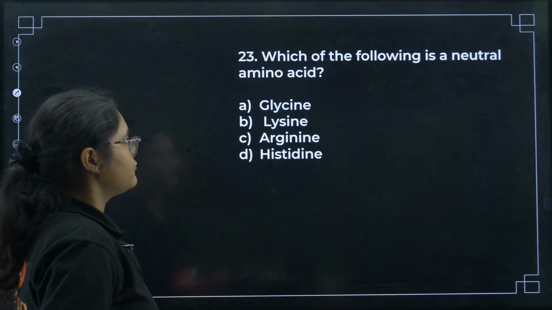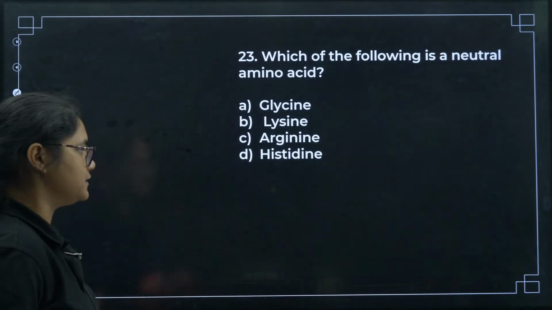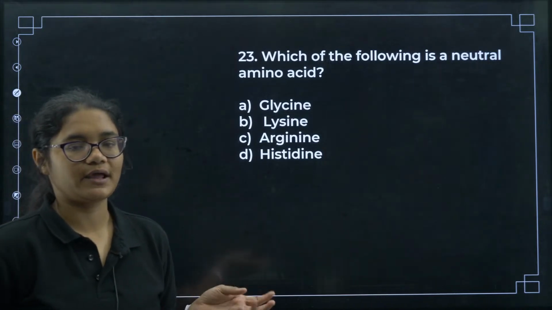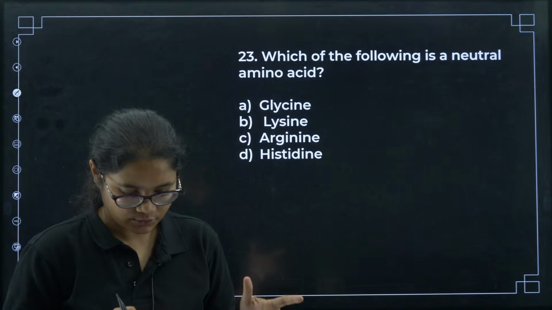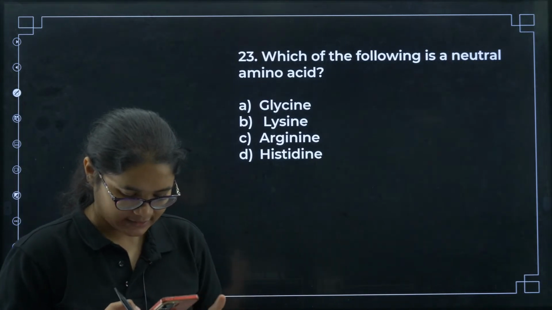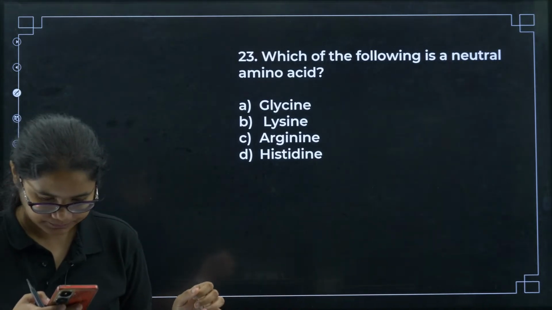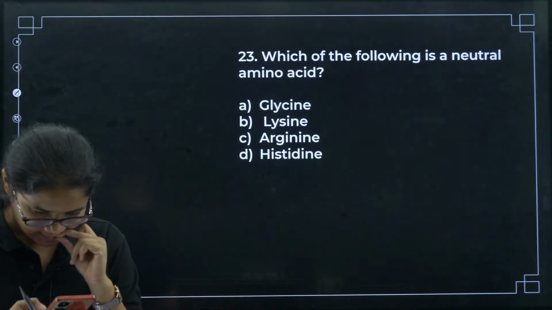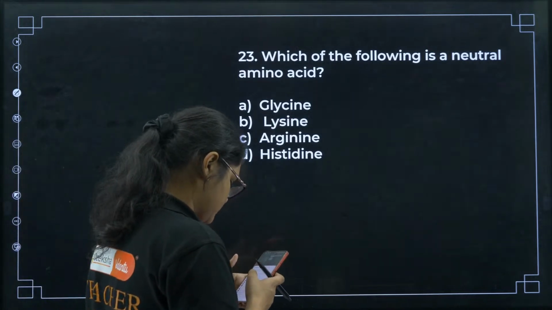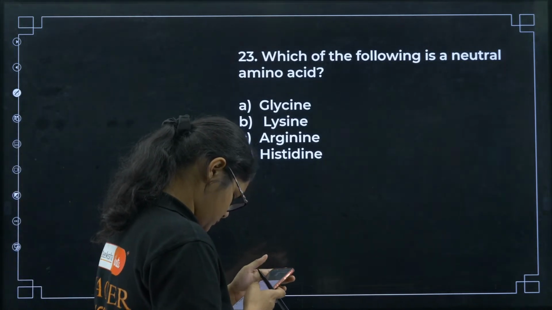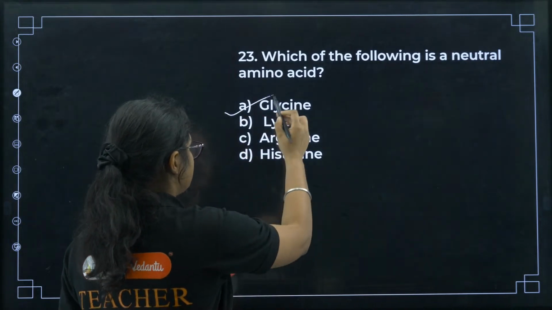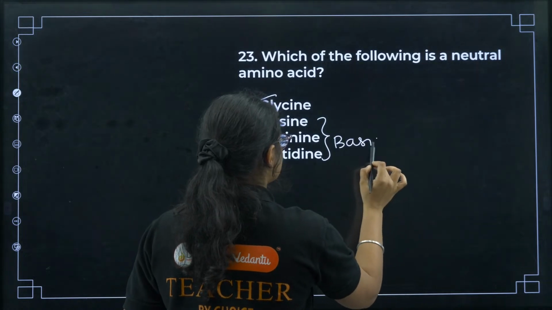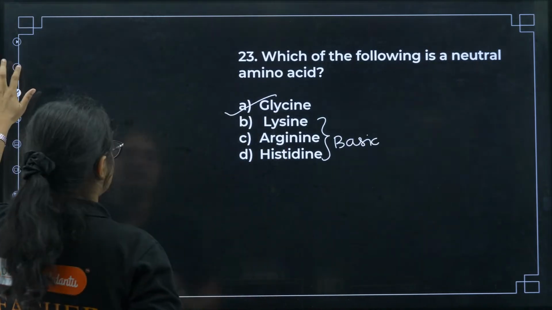Next, 23, which of the following is a neutral amino acid? Glycine, lysine, arginine and histidine. Neutral means it should have equal numbers of NH2 and COOH groups. NH2 and COOH groups should be the same in number. No, Revana is correct, 23A. These all are basic amino acids, and glycine is a neutral amino acid.